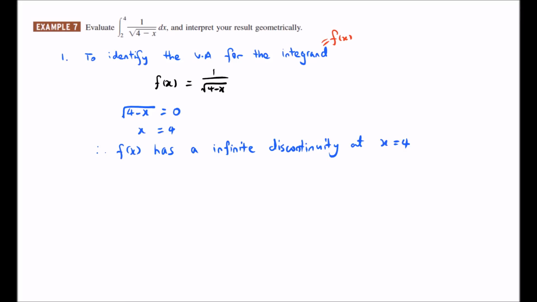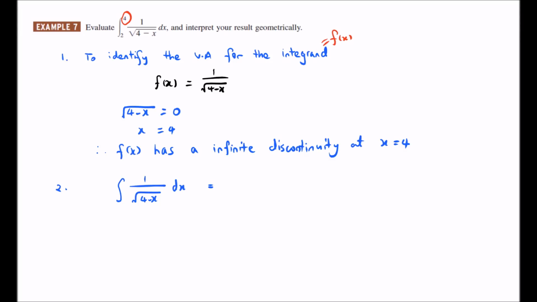And coincidentally, our upper limit for the integration interval is 4. So this satisfies the improper integration of infinite discontinuity. So the second step: you find the integration of 1 over square root of 4 minus x first. No matter how, you still have to find this integration. So you integrate as per normal.